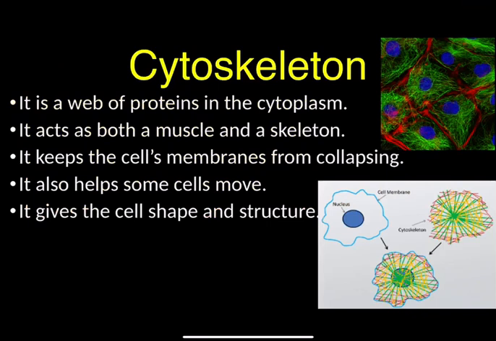The cytoskeleton. The cytoskeleton is a web of proteins in the cytoplasm. It acts both as a muscle and a skeleton for the cell. It keeps the cell's membranes from collapsing on each other. It also helps some cells move. It gives the cells shape and structure.